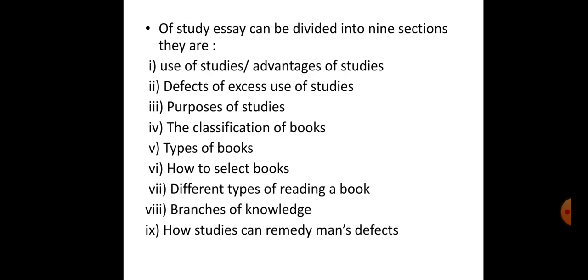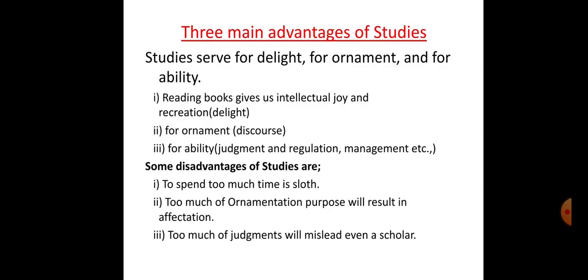Before going into the explanation, let us see how this essay was divided into so many divisions and sections by Francis Bacon. So first one is the use of studies, and next the effects of excess use of studies and purpose of studies, and the classification of books, types of books and how to select books, and different types of reading a book, and the various branches of knowledge, and how studies can remedy man's defects.